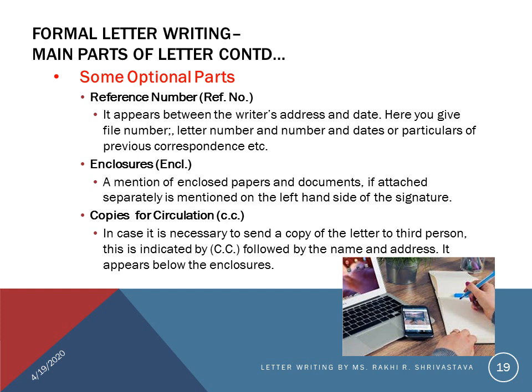The next part is enclosures. A mention of enclosed papers and documents, if attached separately, is mentioned on the left hand side of the signature. It is always after the signature, name and date of the sender. Then the last part is copies for circulation, which in short we call CC. In case it is necessary to send a copy of the letter to a third person, this is indicated by CC, followed by the name and address, and it appears below the enclosures.